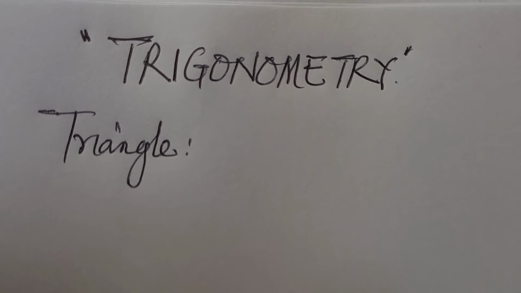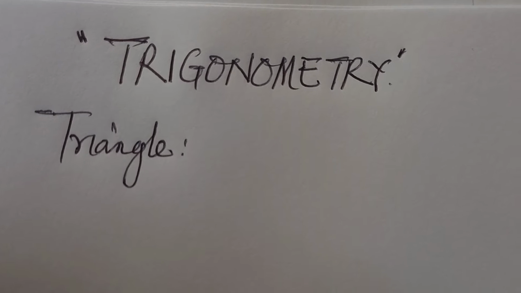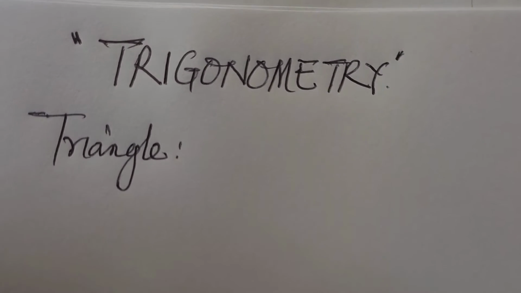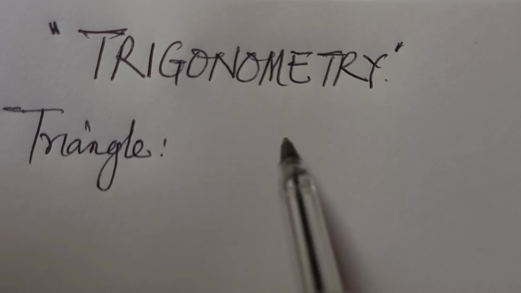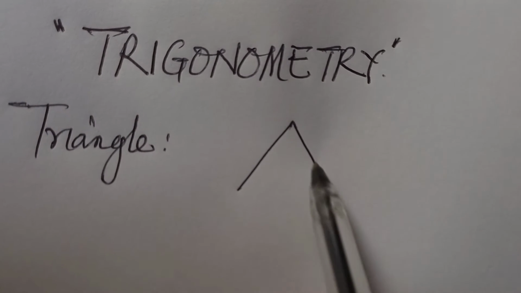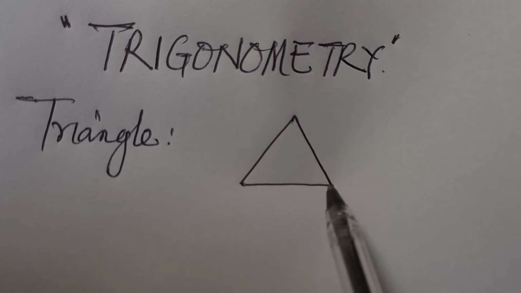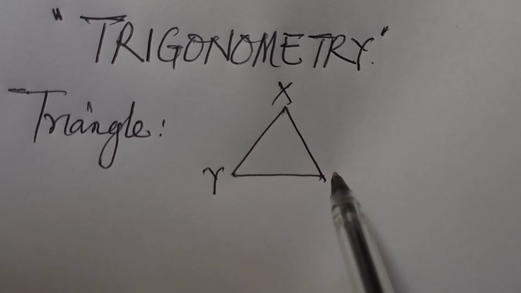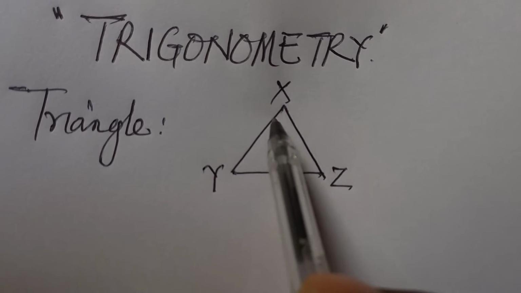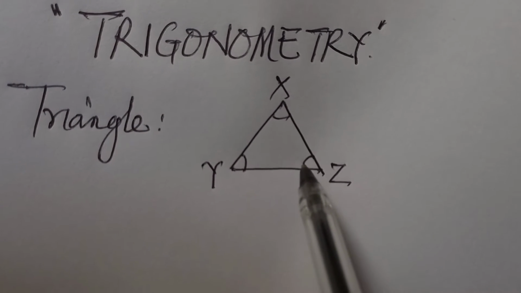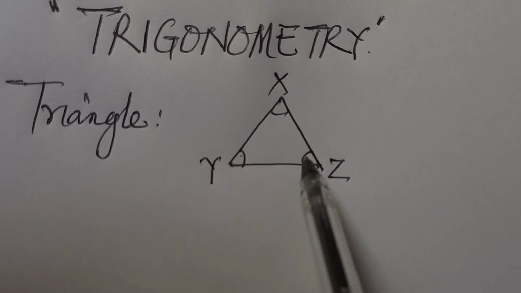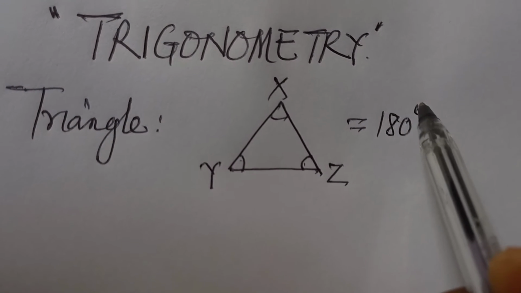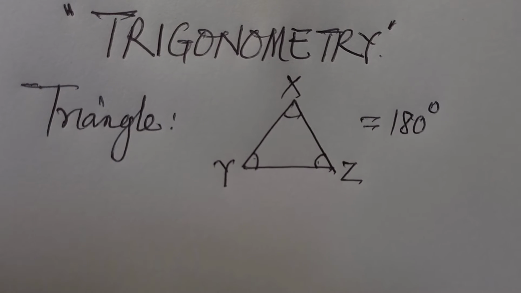So the sum of the angles of a triangle is 180 degrees. All right, so if we have this to be a triangle, we usually indicate it with X, Y, and Z. This is an angle, this is an angle, this is an angle. The sum of these angles is 180 degrees. All right, it is very important you take note of that.